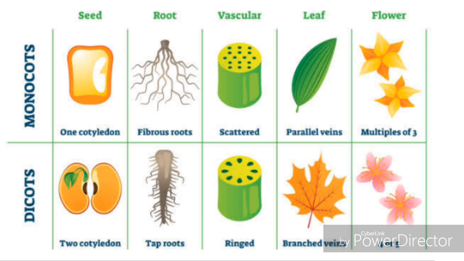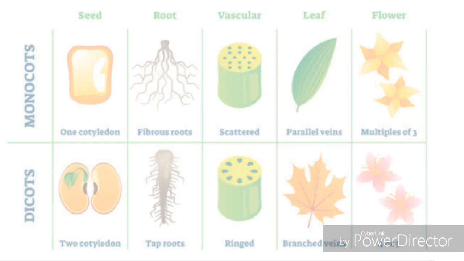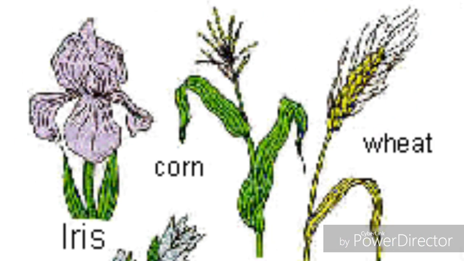Now let us see the characteristics of dicots. In dicots, the seed contains 2 cotyledons. They show taproot system. In dicots, vascular bundle is arranged in a circular manner. It is called ringed vascular bundle. In dicot plants, leaves show reticulate venation. And the flowers contain petals 4 or 5 in number. So these are the fundamental differences between monocots and dicots.